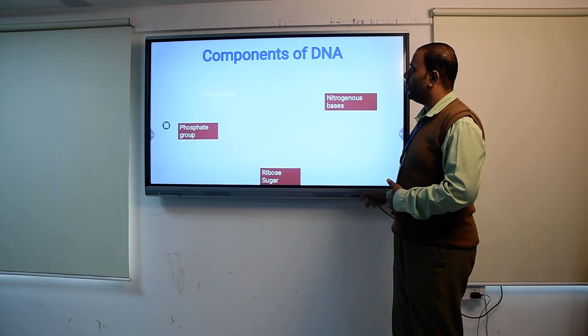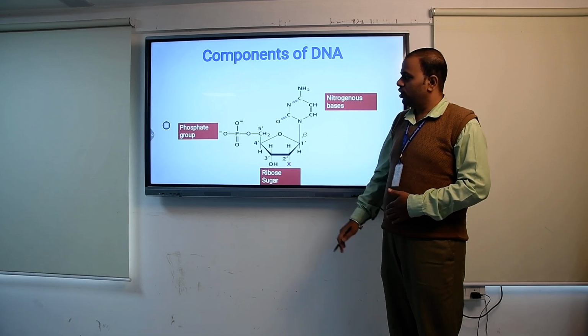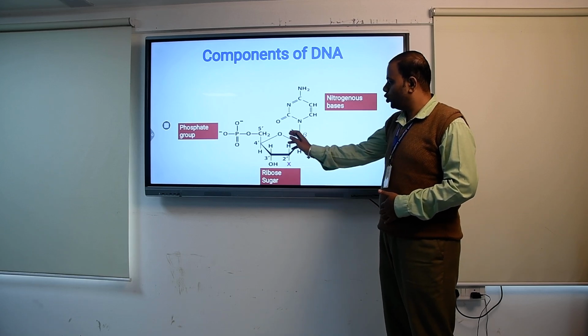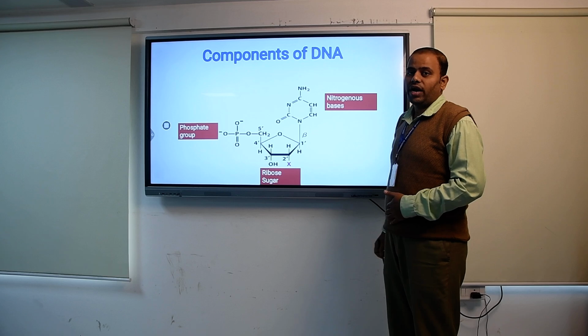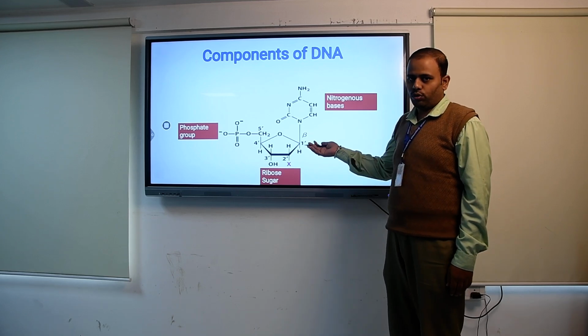So, let's begin with the components of DNA. DNA is having majorly three different components. The first component is the phosphate group. The second component is the ribose sugar, which is actually a pentose sugar here. And the third component is the nitrogenous base. There are different types of nitrogenous bases that I am going to show you now.